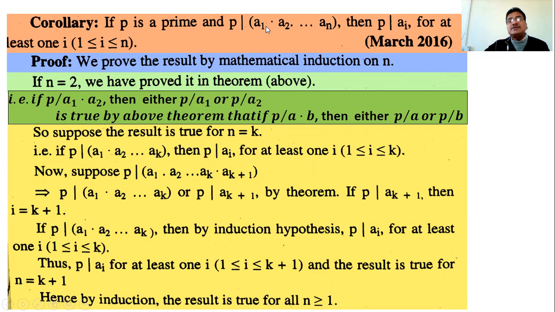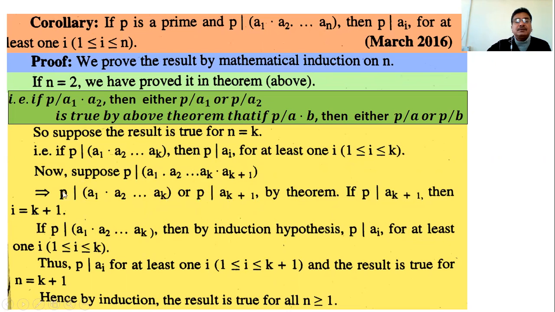That is what we have to show. If p is prime and p divides a1, a2, a3, up to ak plus 1, with n as k plus 1, then p divides ai for at least one i running from 1 to k plus 1. This we have to prove. What is the assumption? Suppose p divides a1, a2, up to ak plus 1, substituting n as k plus 1. Then we have to prove that p divides one of them, that is, p divides ak plus 1.